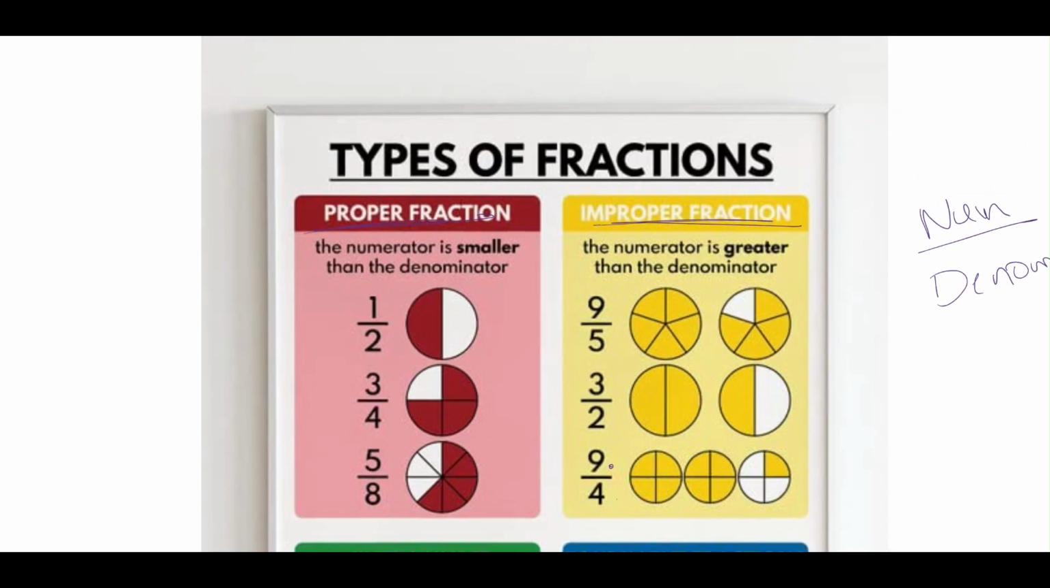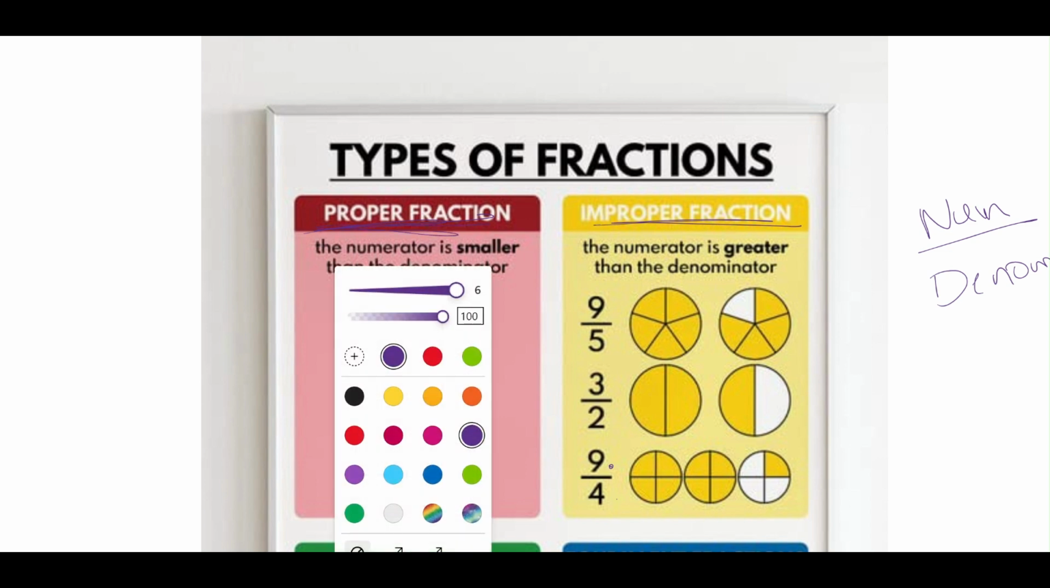In proper fractions, the numerator, which is on the top, is always smaller than the denominator. So 1 is less than 2, 3 less than 4, 5 less than 8. So they all are called proper fractions.